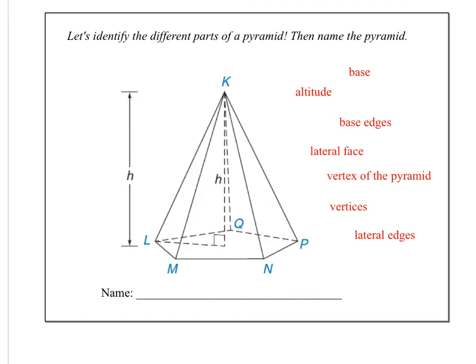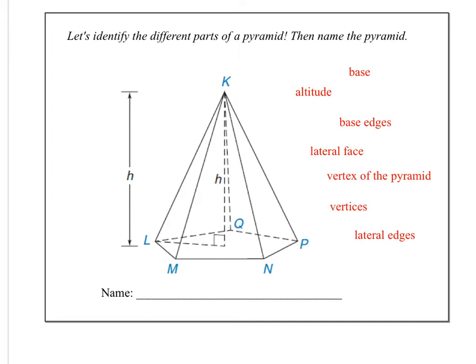Our altitude is our height. So that's going to go all the way from this top vertex all the way down to the middle of our base. So that's going to be H. Our base edges are the same: LM, MN, NP, PQ, and QL.